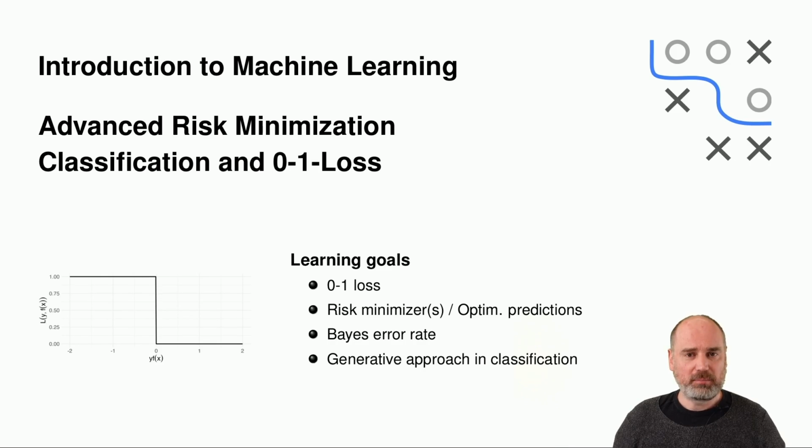And I'll wrap up by showing a very, very short and very simple simulation example to demonstrate the base error rate, where that example will also give us a short chance to discuss generative approaches in classification, because that is how I constructed this here.